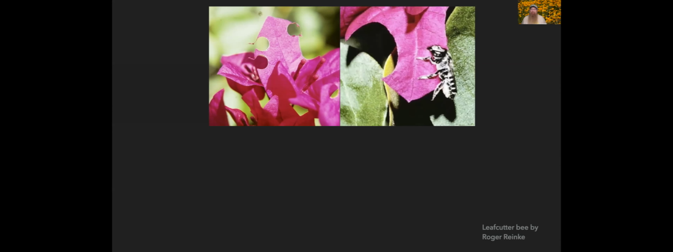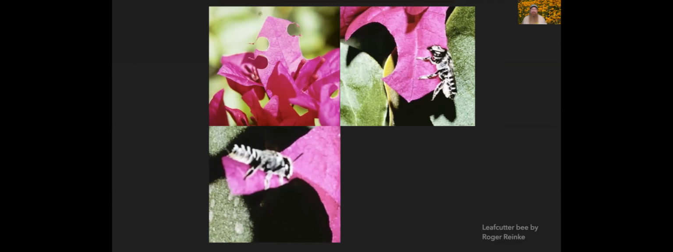My friend Roger Renke in Tustin allowed me to show these. This is a great series of photos he took. This was in his backyard. He saw this bougainvillea with these perfectly round holes in them and said, aha, I know who's doing this. So he was very patient, and he waited, and the bee came back. This is a leafcutter bee doing the leaf cutting. So the bee's going to cut a nice round hole here to pack into their nest.